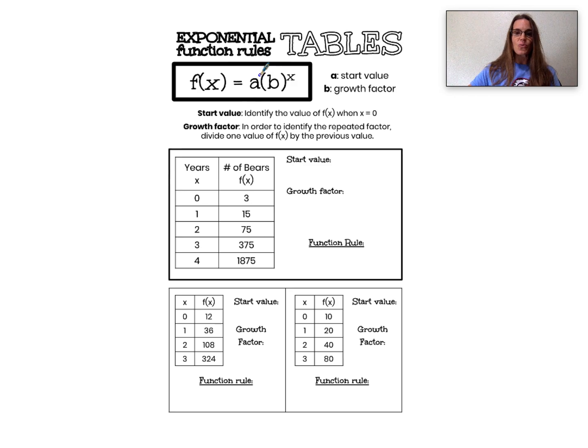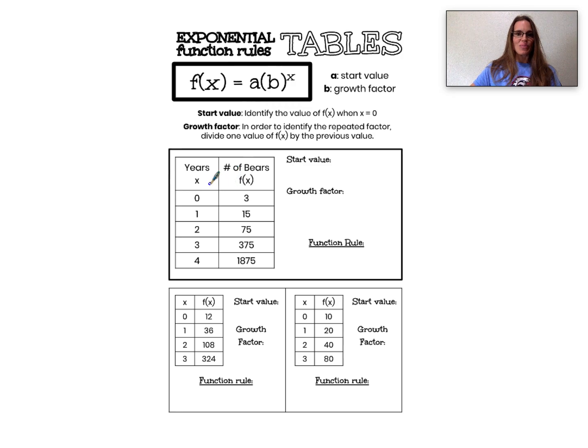For a linear table, we then looked for the rate of change. We looked for how much we were adding or subtracting to y when x was going up by 1. Now we still need x to go up by 1, but now we're looking at what we are multiplying y by in order to go from one row to the next. Let's look at an example.